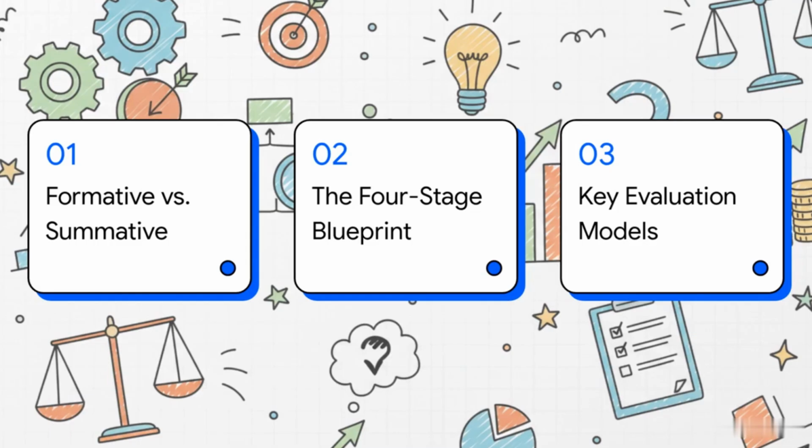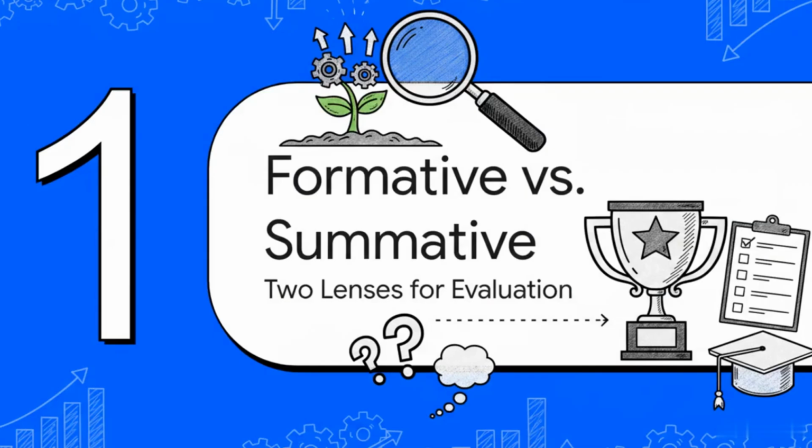Okay, so here's our game plan. We're going to cover the two main types of evaluation, walk through a pretty universal four-stage process, and then we'll get into some really powerful models that you can use as your own strategic toolkit. First things first, you have to understand that evaluation isn't a one-size-fits-all deal. We can look at our programs through two very different lenses, and these are called formative and summative.